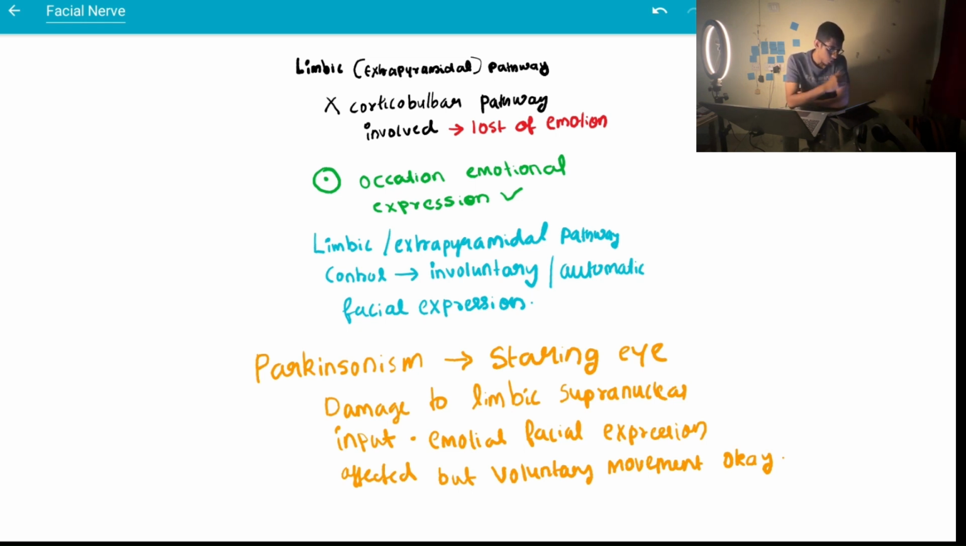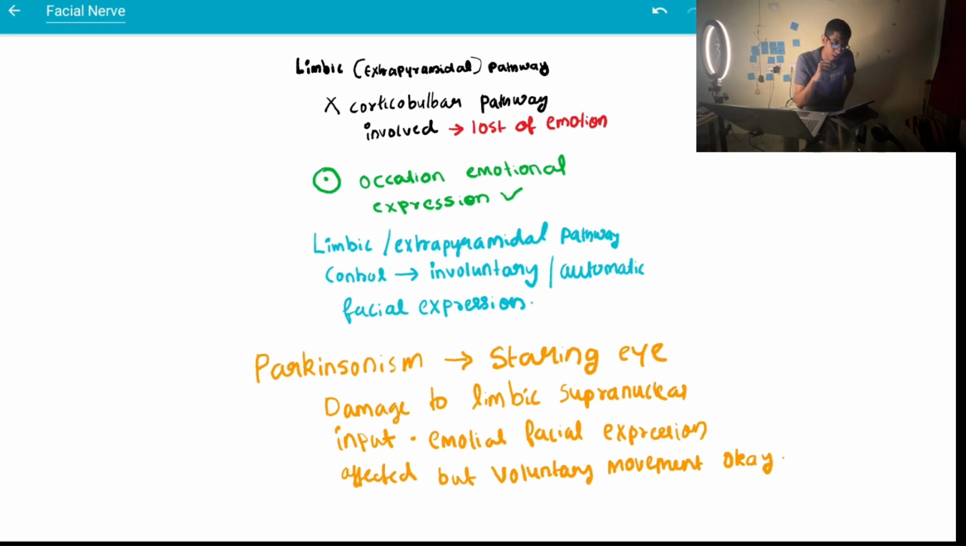So the limbic system, the corticobulbar pathways are involved. There can be a loss of emotion. Occasionally it is affecting, occasionally it is controlling. The extrapyramidal system is controlling our emotional movement that is not voluntary. This limbic extrapyramidal pathway controls involuntary, automatic facial expression. In Parkinson's, the staring eye, there is damage to the limbic supranuclear input for emotional facial expression, but voluntary movement remains.